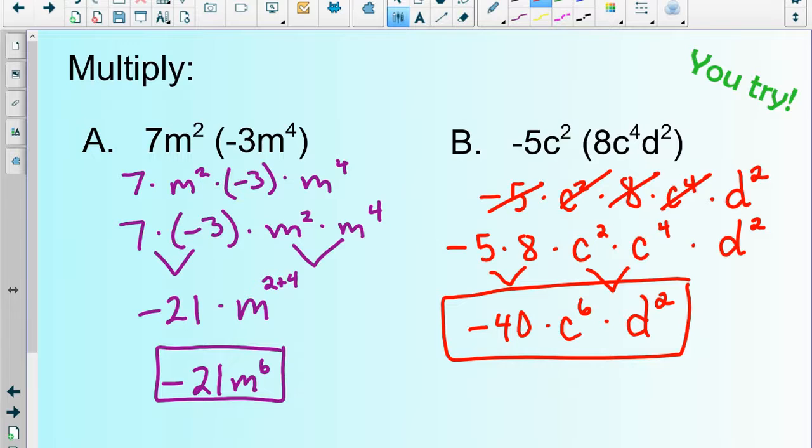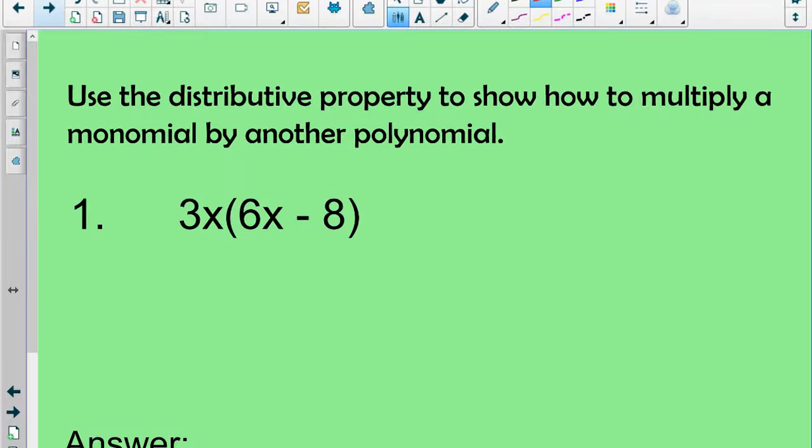All right, so that's how we multiply monomials times other monomials. And that's going to be important because as we move forward and multiply bigger polynomials, we end up basically multiplying two monomials together every step of the way.